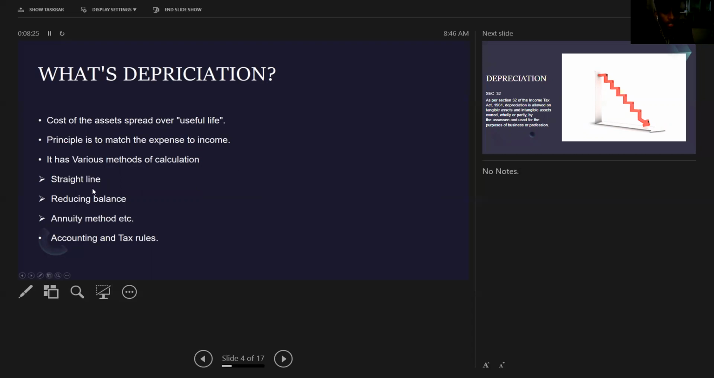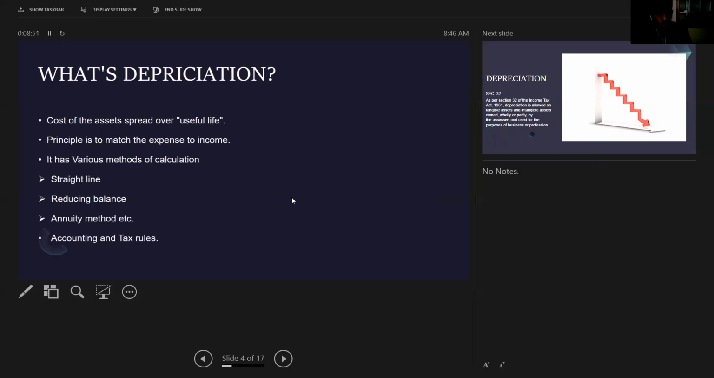Now, there are various methods of calculating depreciation. You can see there are the straight line method, the reducing balance method, and the annuity method. These are the various types of methods for calculating depreciation. And the next point is accounting and tax rules. Tax and accounting rules are set up for the useful life of the asset and the appropriate basis for computing depreciation.